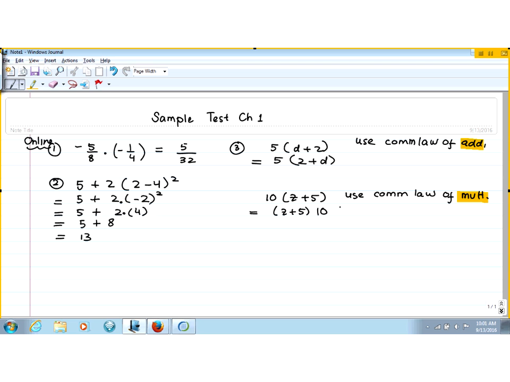Z plus 5 times 10. Yes, so you have to be careful. You have to look at what the question is, right? Are we okay so far? All right. Any other questions? Or are you okay with this?